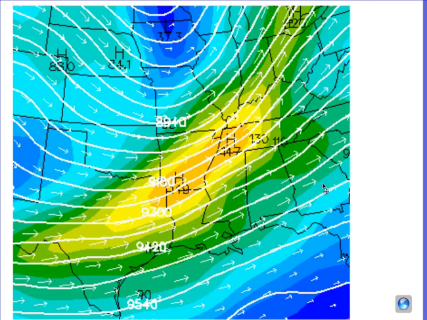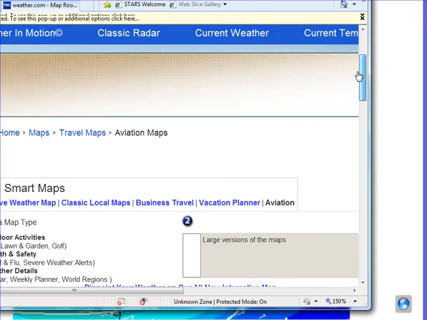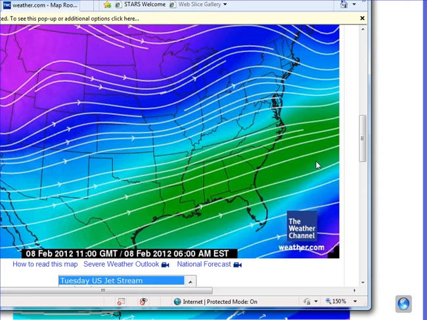Let me show you. Let me see if I can find today's jet stream right now. I know we have an impending storm coming a little bit later. Maybe they're calling for 1 to 3 inches of snow. But here's today's jet stream right here, what it kind of looks like.